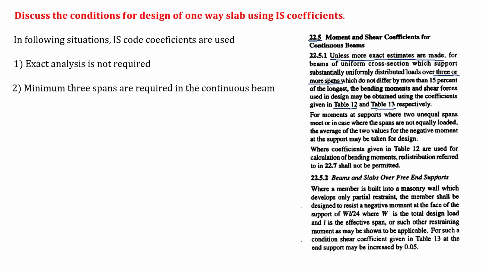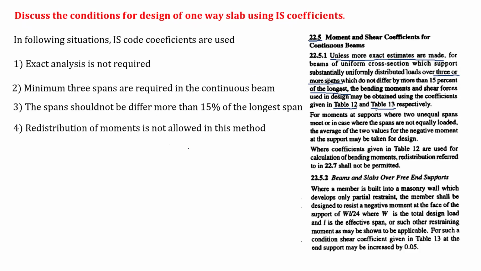They do not differ by more than 15%. So the span should not differ by more than 15% of the longest. They have mentioned it over here. Then we have this as third. Then we have fourth. They have mentioned over here that redistribution referred to in 22.7 shall not be permitted.